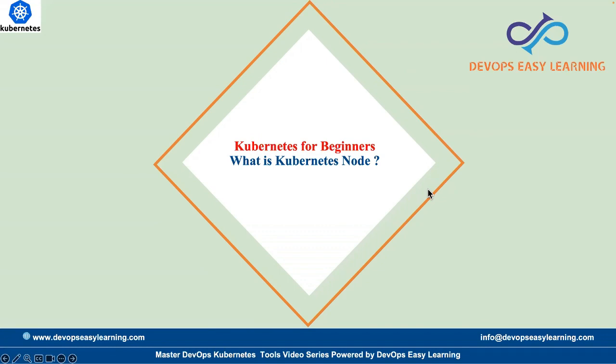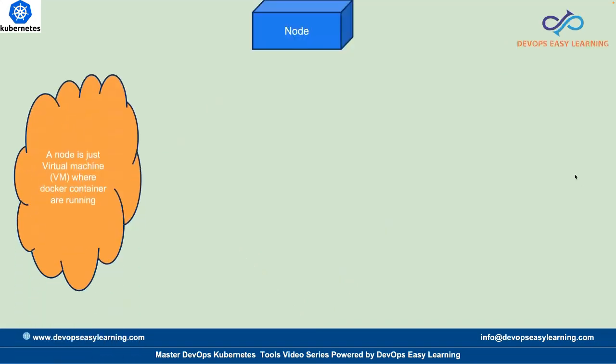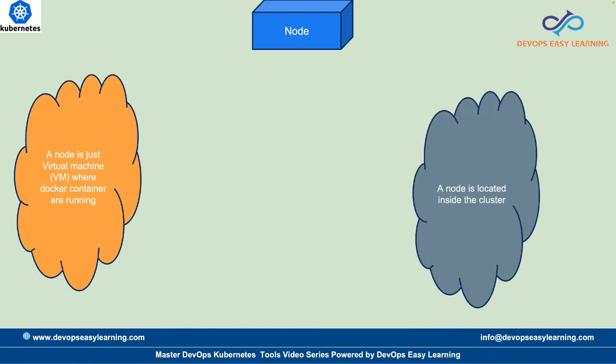Today we are going to talk about what is a Kubernetes node. This is still in our series of Kubernetes for beginners. So in simple terms, a Kubernetes node is just a virtual machine. A node is just a virtual machine, right? When we talk about a Kubernetes node, it is just a virtual machine that lives inside the cluster. That is what is called a Kubernetes node.